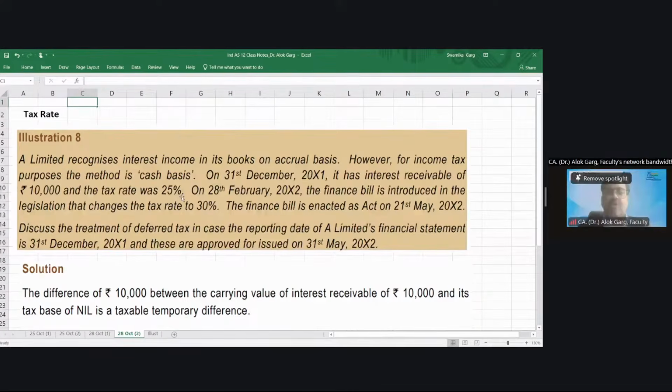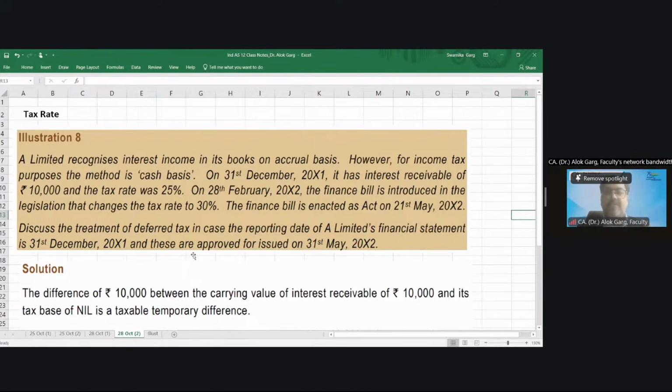The tax rate was 25%. On 28th February, the finance bill is introduced in the legislation that changes the tax rate to 30%. The finance bill is enacted on 21st May 2002. Discuss the treatment of deferred tax in case the reporting date of A Limited's financial statement is 31st December and these are approved for issue on 31st May 2002.